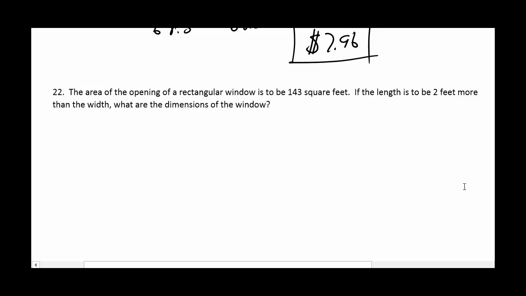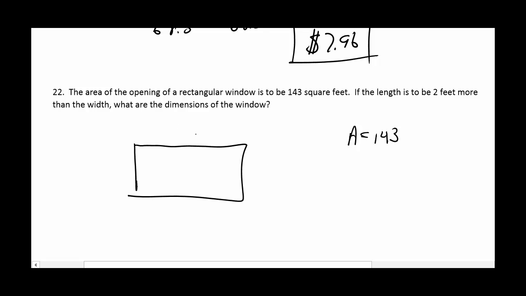All right, number 22 is an area type problem. So let's see, the area of an opening of a rectangular window is 143 square feet. So I've got a rectangular window. It's got a length and a width, and I know the area is 143. If the length is 2 more feet than the width, okay, so we'll say the length is the longer one, so the shorter one's got to be x, and the longer one would be x plus 2. And so together that should multiply to give me the 143.